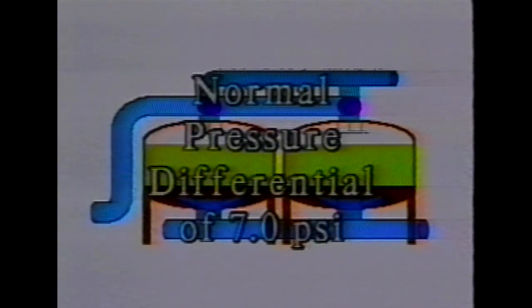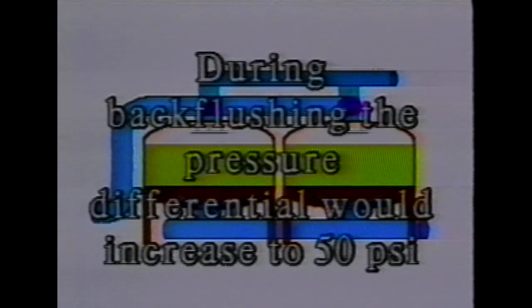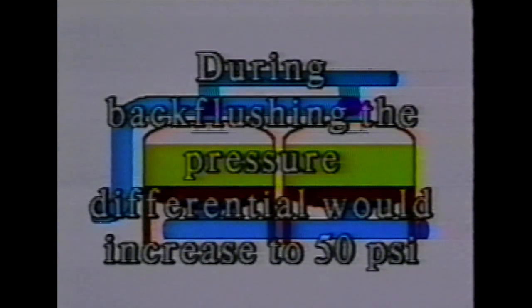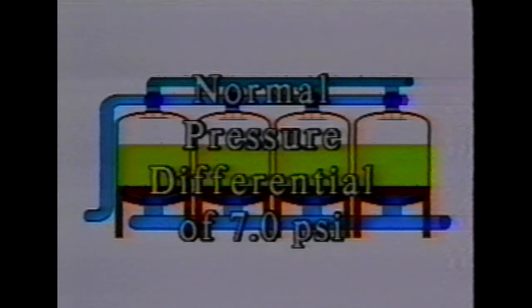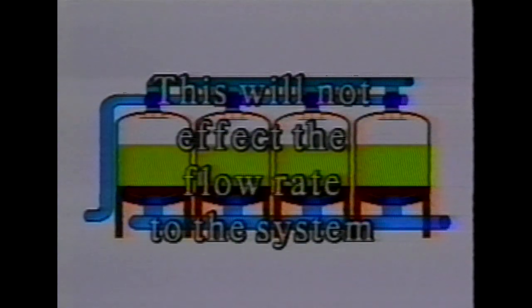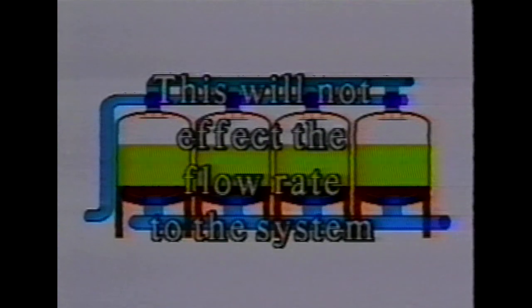For example, if the 2-tank system has a normal pressure differential of 7 psi during backflushing, the pressure differential would increase to 50 psi. Since this is such a large pressure drop, what actually happens is the flow going into the irrigation system decreases substantially. In contrast, a 4-tank system that has a normal pressure differential of 7 psi would only increase its pressure differential to 11 psi during backflushing. This small additional pressure drop would only slightly affect the flow into the irrigation system.